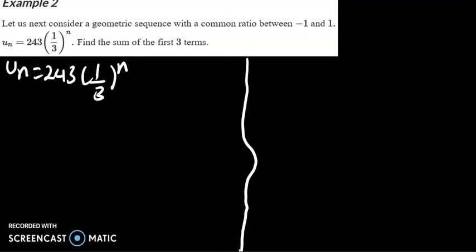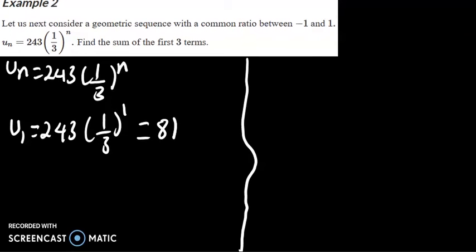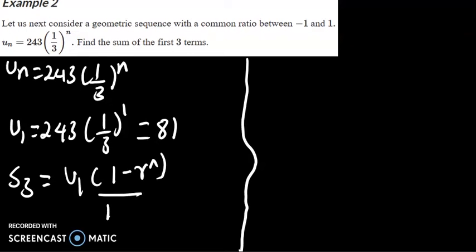So first we need to find u1. The usual u1 should be first term to the power 1. This is 81 on your calculator. So to find the sum of the first 3 terms, just use this: u1 times 1 minus r^n divided by 1 minus r.